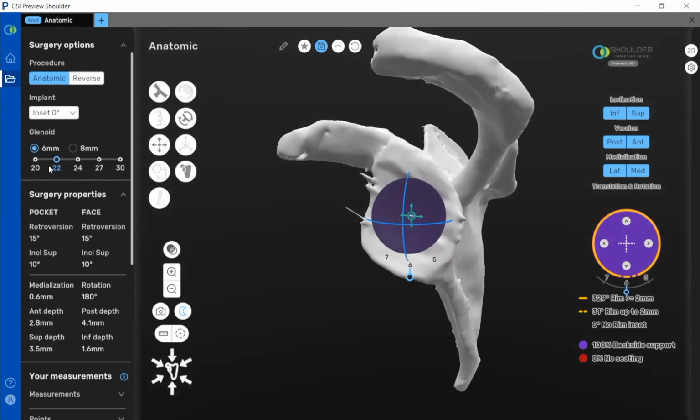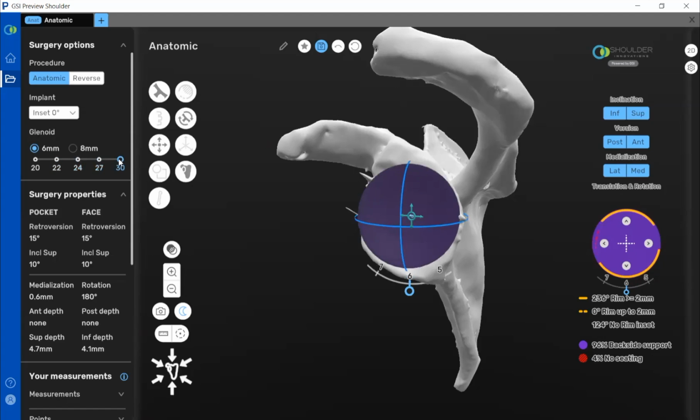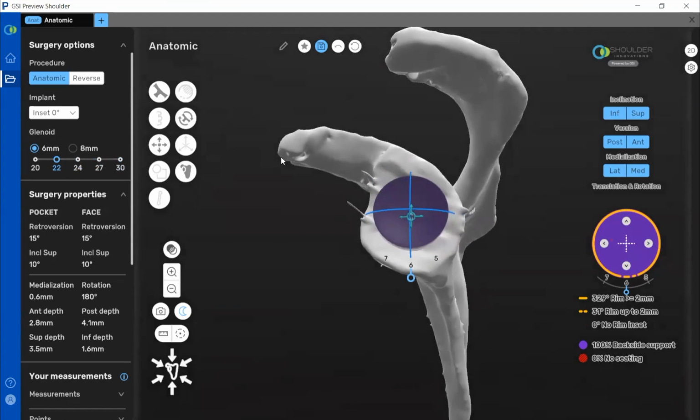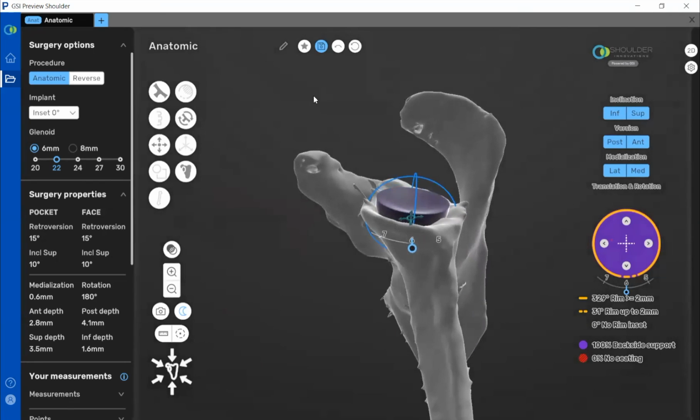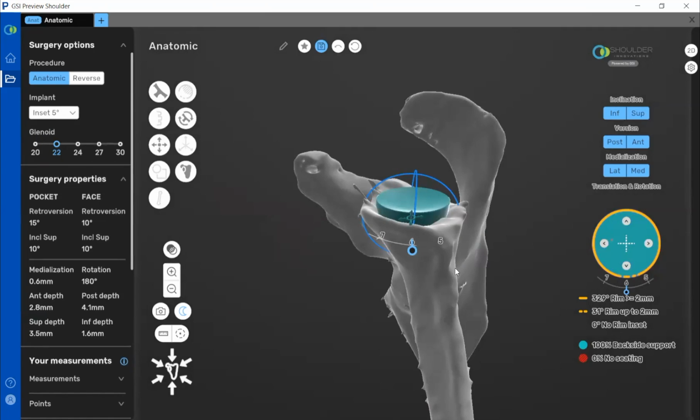Up here in the top left where my cursor is, we're planning an anatomic shoulder, which is the normal ball and socket. We can choose the size of the implant, 22, 24, 27, and that's the diameter. You can see they get bigger. The 22 is probably going to be the best for this patient because you want to have good bone all around it. And because she's at 12 degrees, I would choose to use a 5-degree correction.